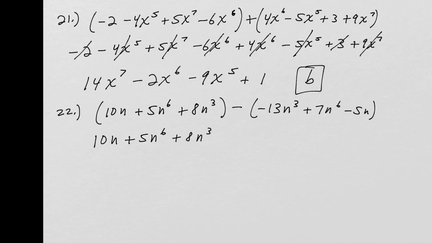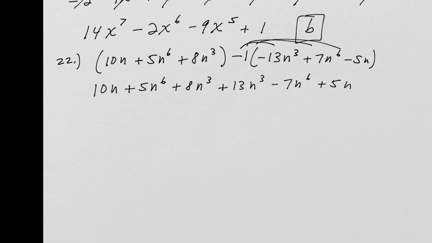And now, if I'm subtracting the second polynomial, remember you can add the opposite, or the best way to think about it is you really have a negative 1 out front here, so distribute in that negative 1. It's going to change all the signs. So negative 1 times negative 13n cubed becomes positive 13n cubed. Negative 1 times 7n to the 6th becomes negative 7n to the 6th. And negative 1 times negative 5n becomes positive 5n. And now I'm just going to combine like terms.